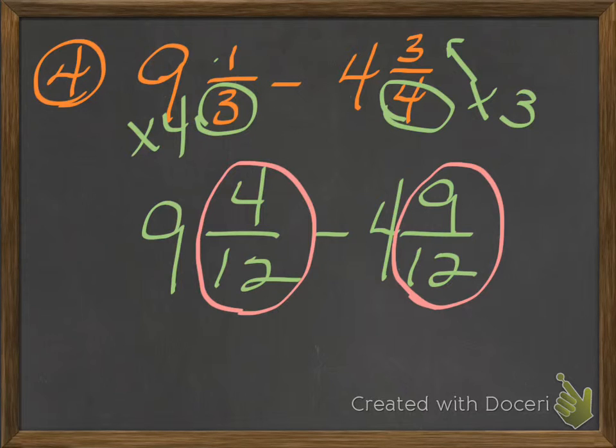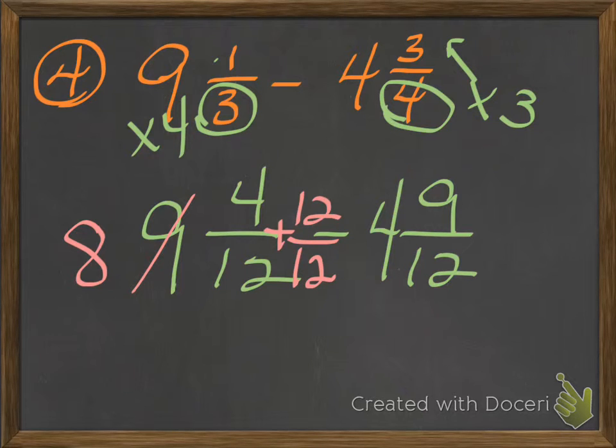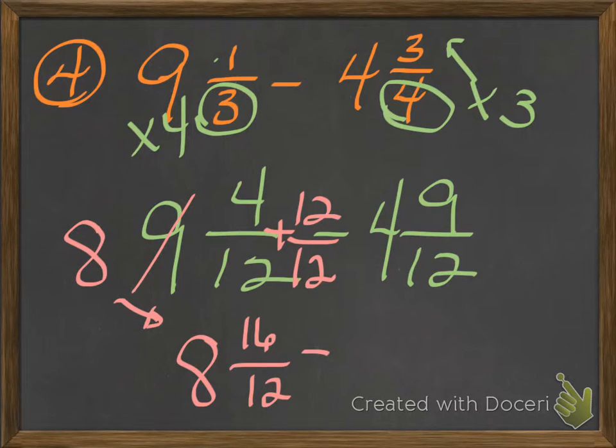I see that I'm going to subtract 4/12 minus 9/12, and I can't subtract 9 from 4, so I'm going to have to rename the fraction. I'm going to borrow 1 from the 9 and turn it to 8, and I'm going to take the 1 whole and change it to 12/12, because 12/12 equals 1 whole, and I'll add it to the 4/12. So 4/12 plus 12/12 equals 16/12. I put my 8 back down there, and then I rewrite the rest of the problem. Minus 4 9/12.